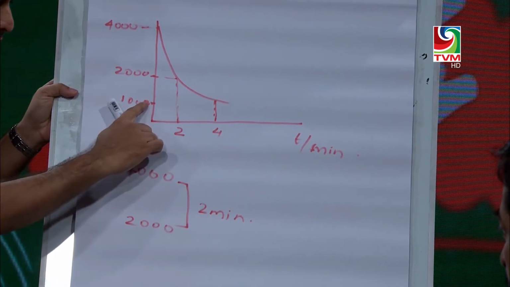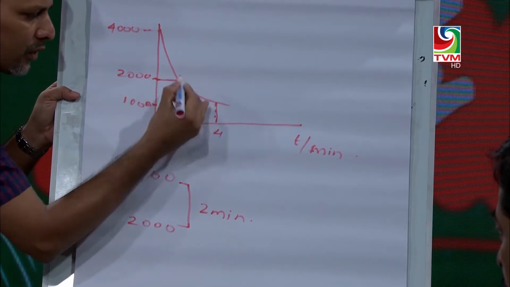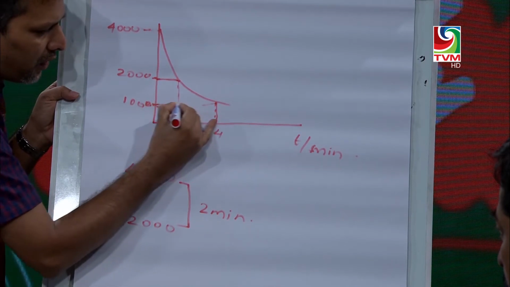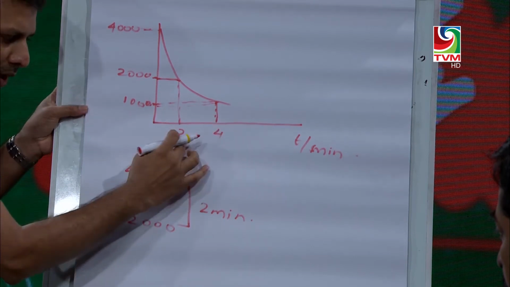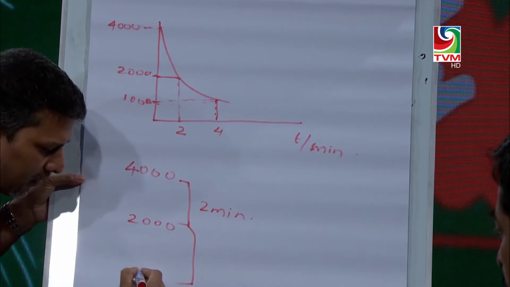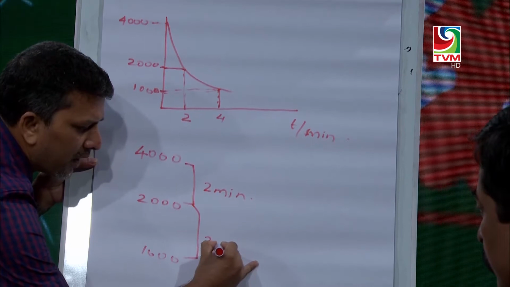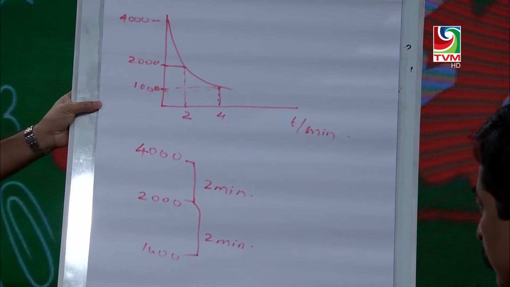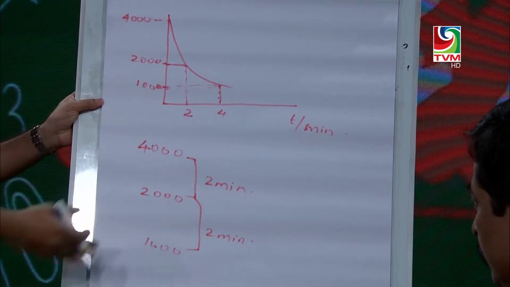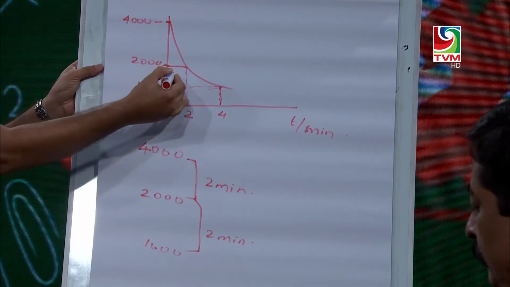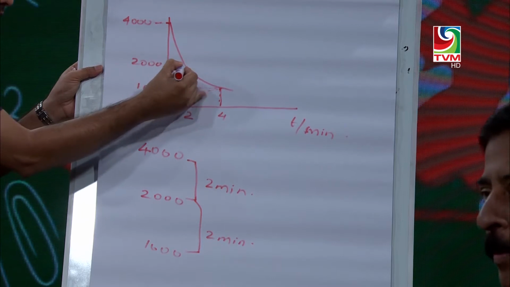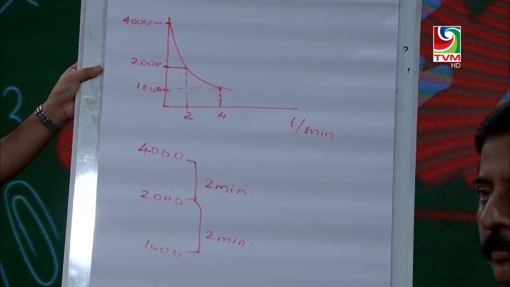Again we can check from 2000 to 1000. So from 2 to 4, 4 minus 2, again 2 minutes taken. So easily we can get it from the graph. We have to check at the beginning how much the count is, then check half of that, and how much time is taken. Okay.